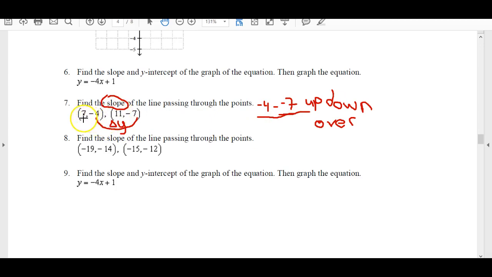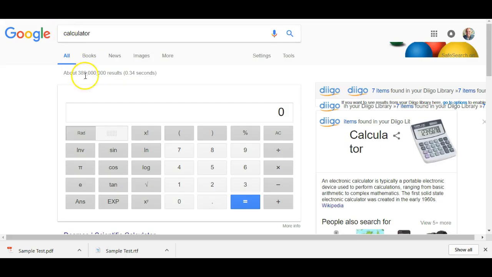The next thing I have to do is go to 7 and 11. Let's go for a different color here. Okay, here we go. Between 7 and 11, those two numbers give me what we call delta x, which tells me how far across I had to go. Just like we did -4 minus -7, now I'm going to do 7 minus 11. So I need -4 minus -7, and then 7 minus 11, and I have to put it together in a fraction. Let's see if I can do that now on my calculator.